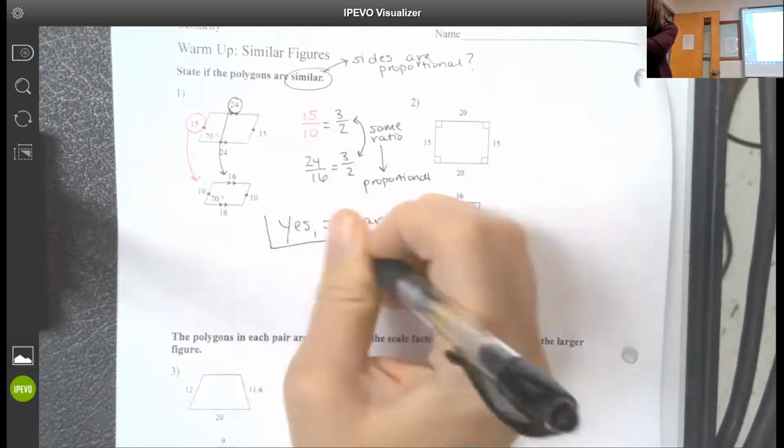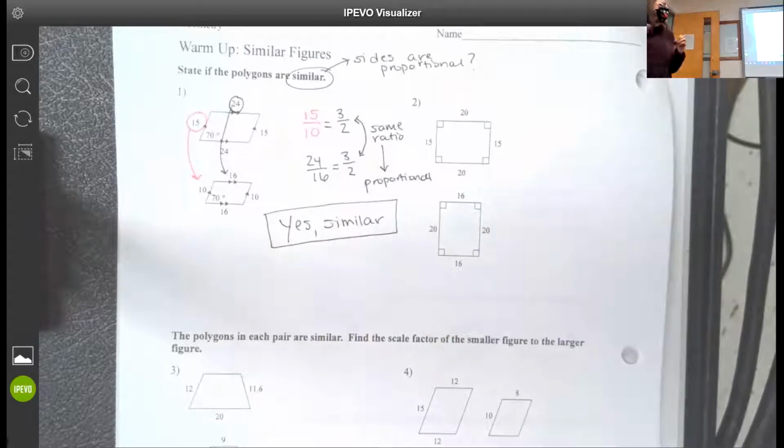If I looked at my reduced ratio and it was 2 different ratios, then I would say, no, they are not similar. Okay, so on a question like this where I'm stating if they are similar, that's what I'm looking for. And it's a yes or no question.